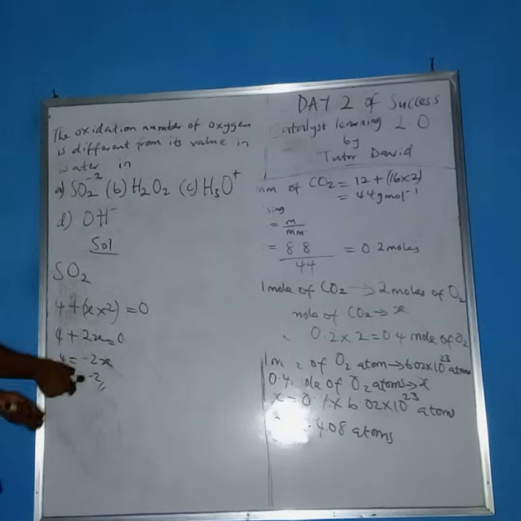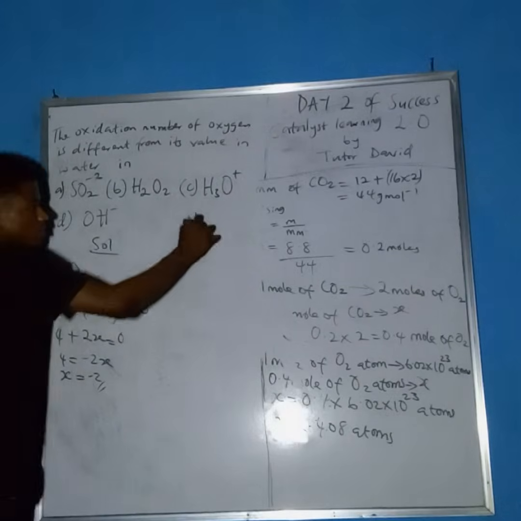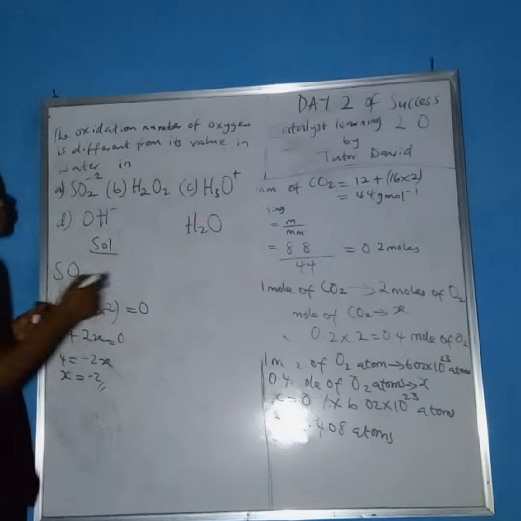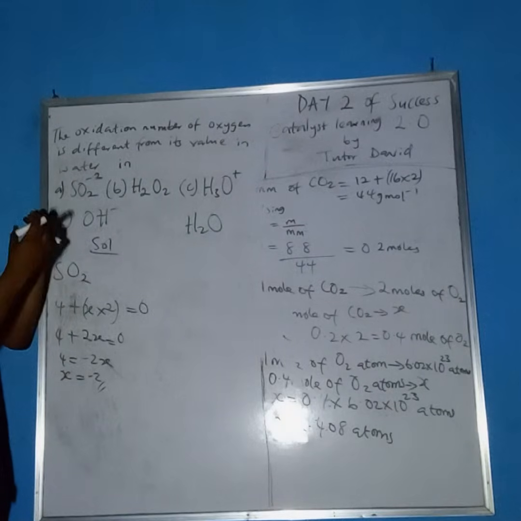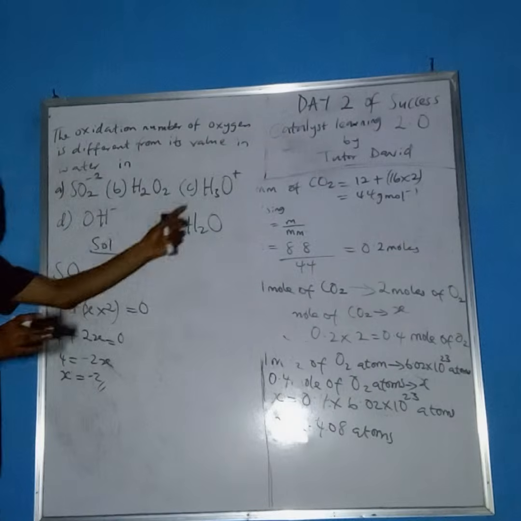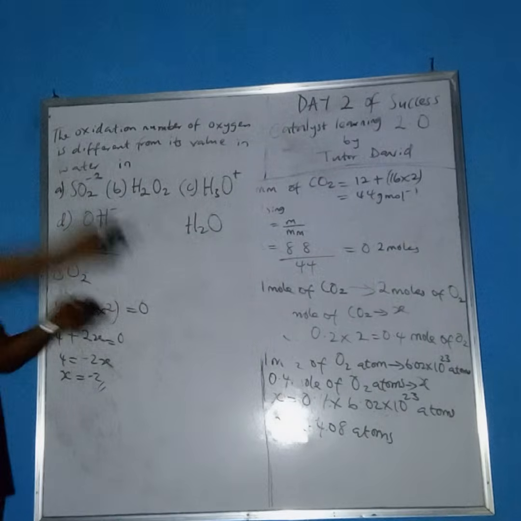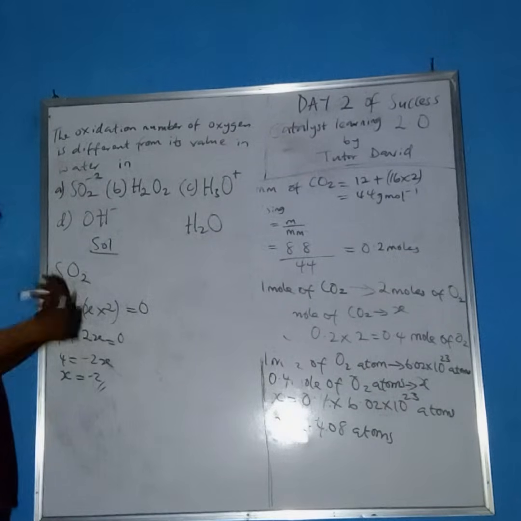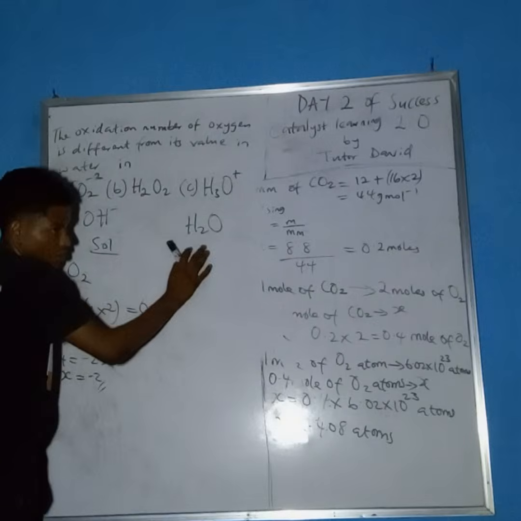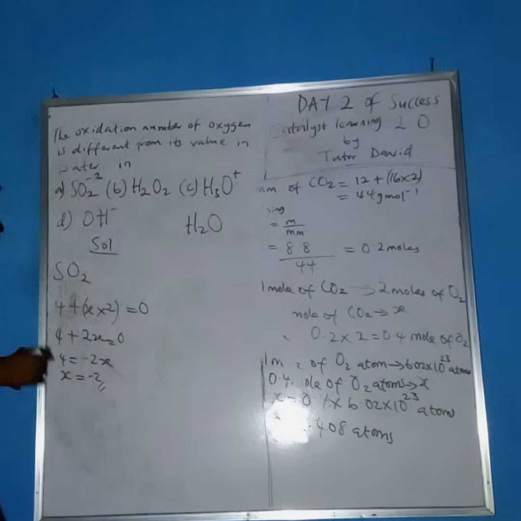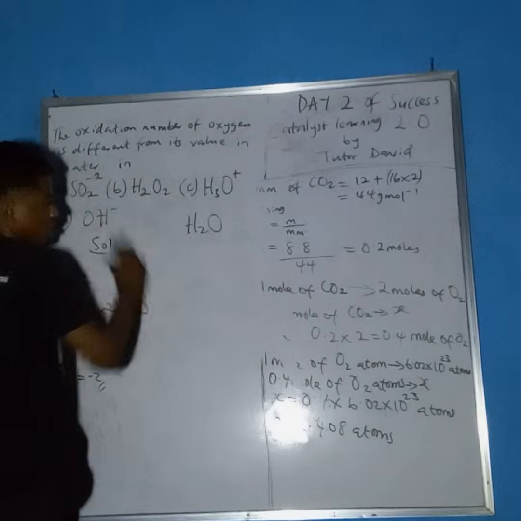Do you understand? And in water, H2O, remember, they said the oxidation number of oxygen is different from its value in water. That means they are looking for the oxidation number of oxygen in water, which is -2. So which of these compounds has an oxidation number of oxygen different from its value in water? They are looking for a different value from that of oxygen in water in these options. So that's what we are doing. So SO2, then we look for the next one, the same thing.